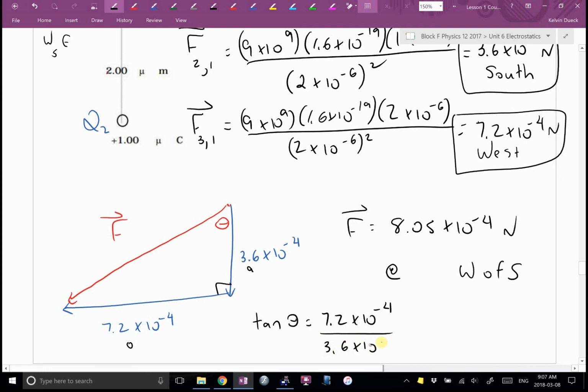Hang on. Mr. Dewick, can I cancel out the 10 to the negative 4s before I do the trig? You know what? Let's find out. You folks, this half of the room, can you do shift tan of 7.2 over 3.6? This half of the room, can you do shift tan of 7.2 times 10 to the negative 4 over 3.6 times 10 to the negative 4? Do we get the same answer? What'd you get for theta? 63 point something. Okay, and all of you did too much work.